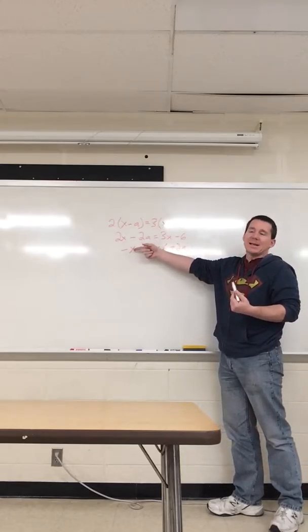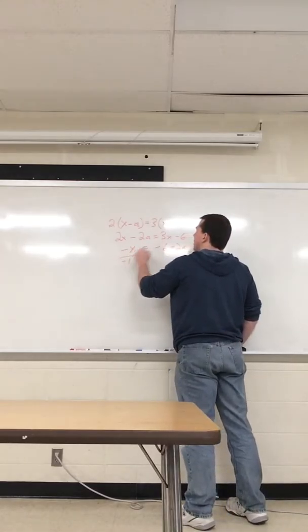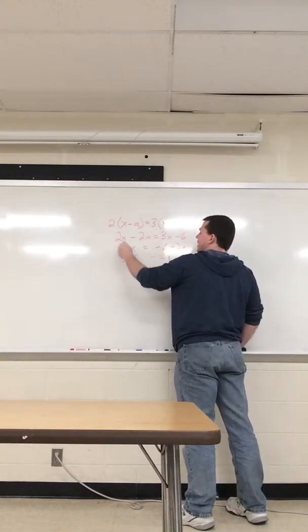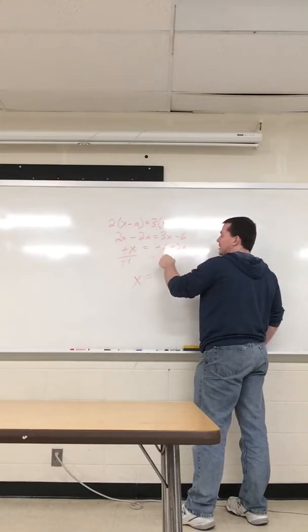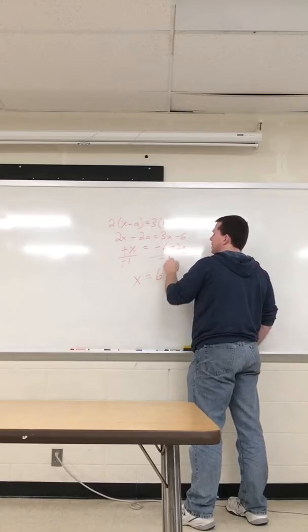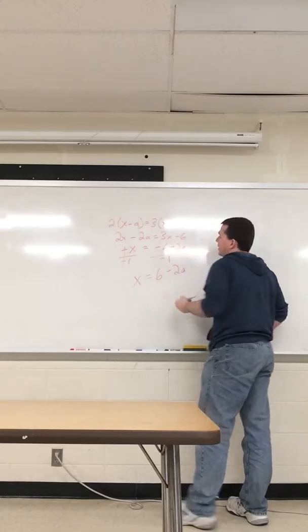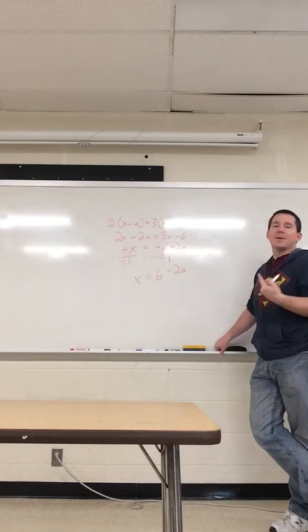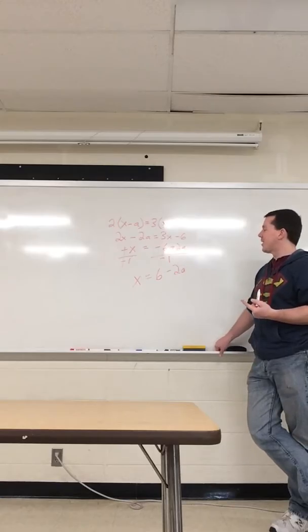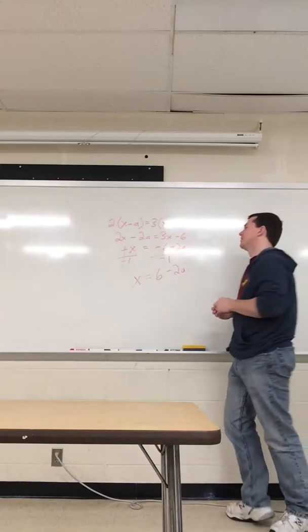This is an x, it's negative x, so divide by negative 1 to get rid of the negative. Whatever we divide on the left, we divide on the right. These negatives cancel, and we get x equals negative 6 divided by negative 1, which is positive 6. 2a divided by negative 1 is negative 2a. And that's my answer. It's not a number, that's completely fine. Some of the work we do to practice our algebra, we'll get expressions like this. It's not a big deal.